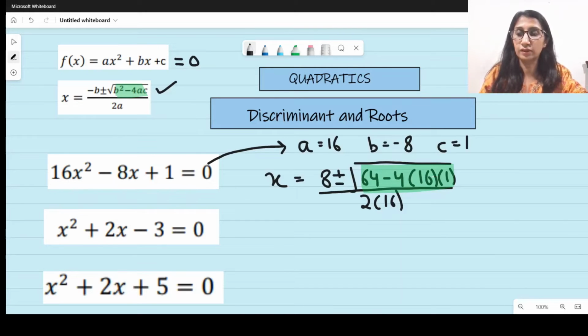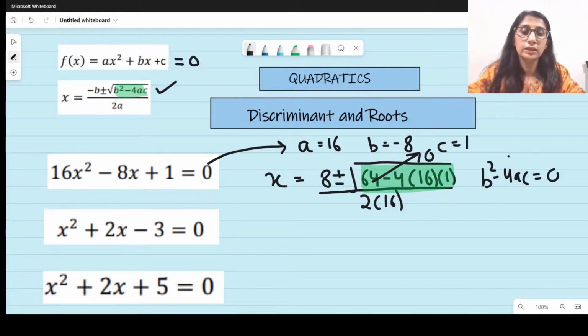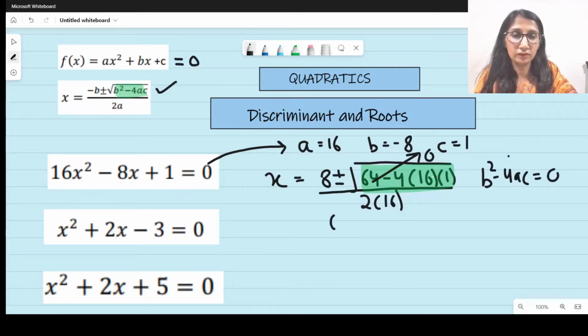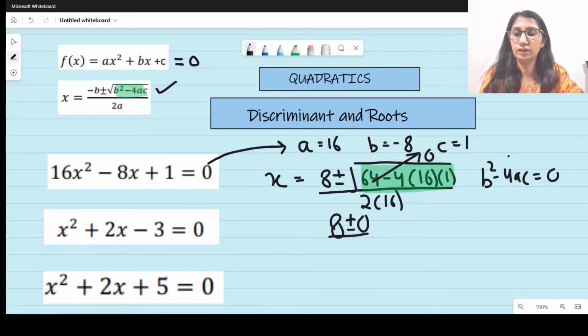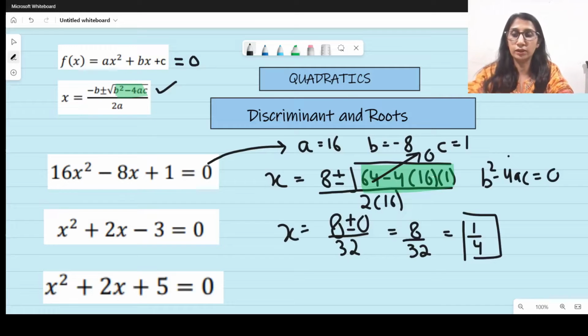64 minus 4 times 16 is 0. So, in this case, the discriminant is 0. b square minus 4ac is 0. So, the square root term vanishes. So 8 plus minus 0 is just 8, divided by 2 times 16, which is 32. So this just becomes 8 upon 32, which is 1 upon 4. So there's only one root or one solution to this quadratic equation.